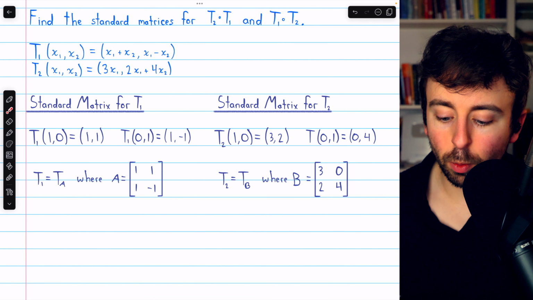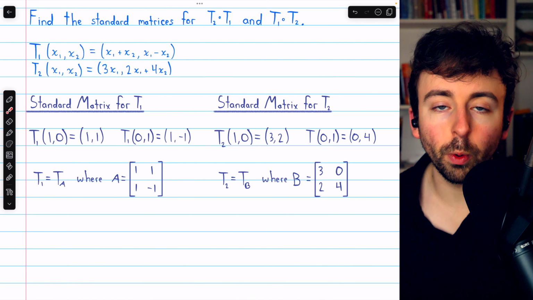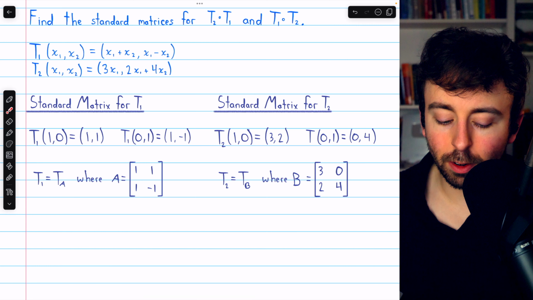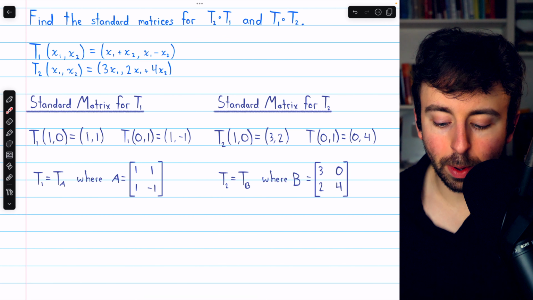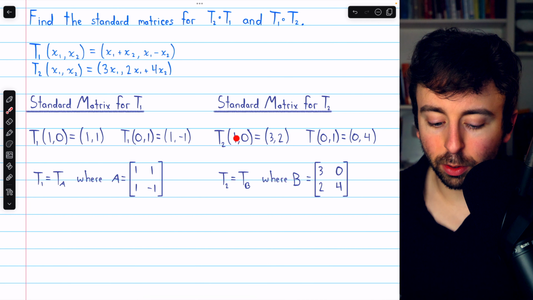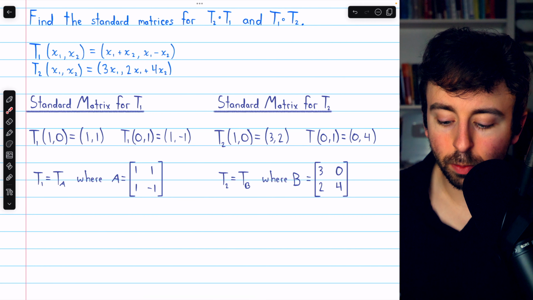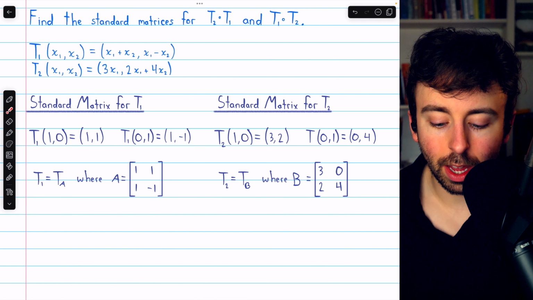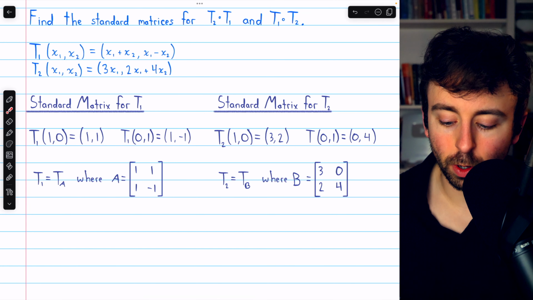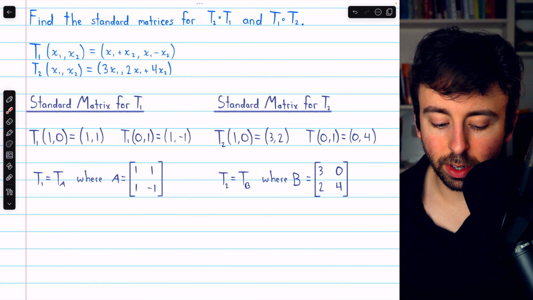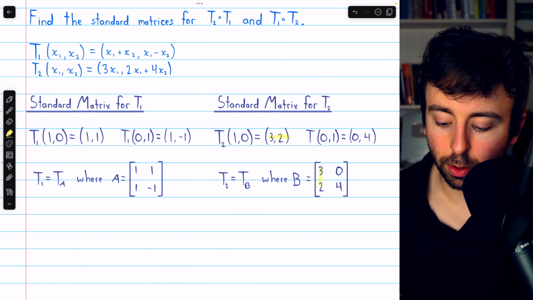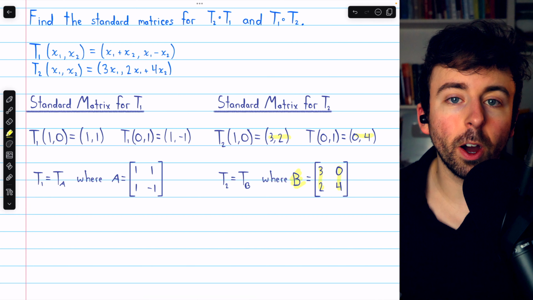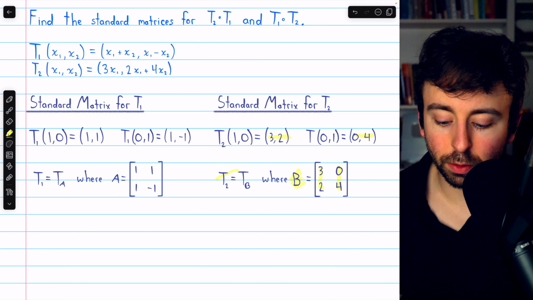In exactly the same way, we find the standard matrix for T2, taking the standard basis vectors (1, 0) and (0, 1) and putting them through this transformation. For example, in this first one, we have 3 times x1 producing 3, and then 2 times x1 plus 4 times x2, producing this entry of 2. Once we finish this up, we get (3, 2) as our first column and (0, 4) as our second column. That gives us what we'll call B, the standard matrix for T2.